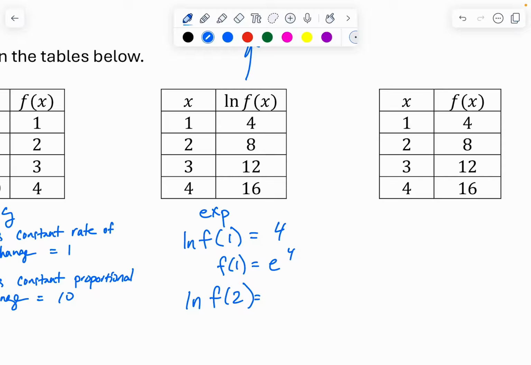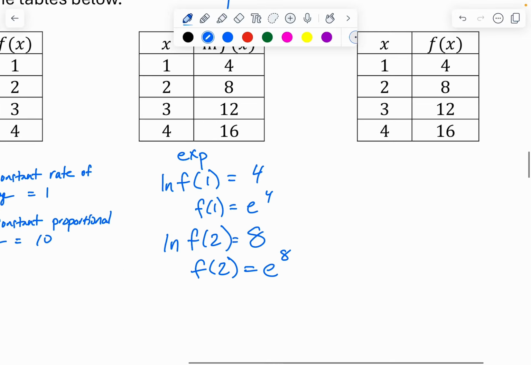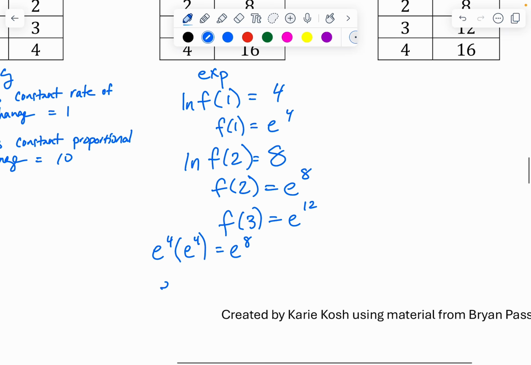Okay. And this is equal to 8, so that tells me f of 2 is equal to e to the 8th. And so the next one, f of 3, ends up being e to the 12th. And we struggled with this a little bit in class, but what we're doing is if I take e to the 4th and multiply it by another e to the 4th, I get e to the 8th. If I take e to the 8th and multiply it by another e to the 4th, I get e to the 12th.